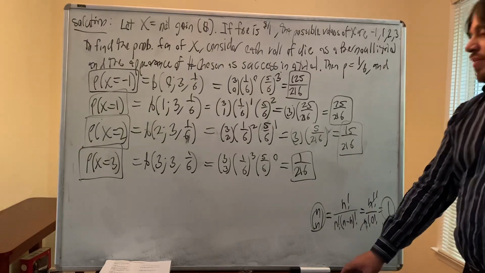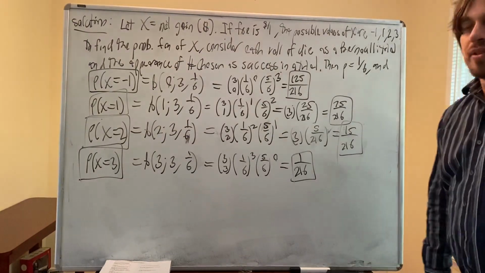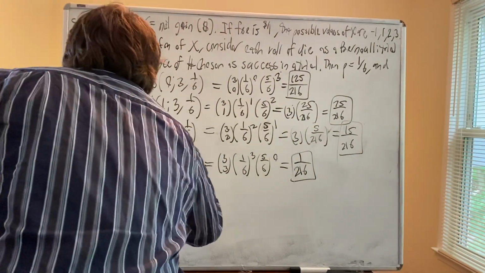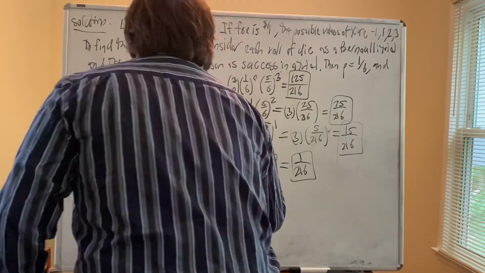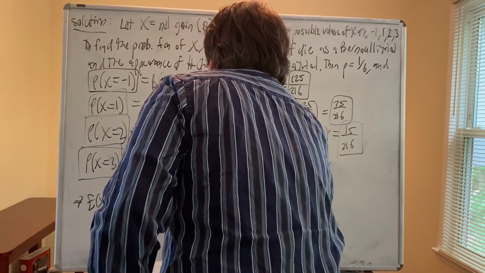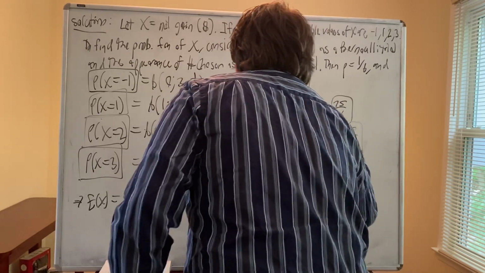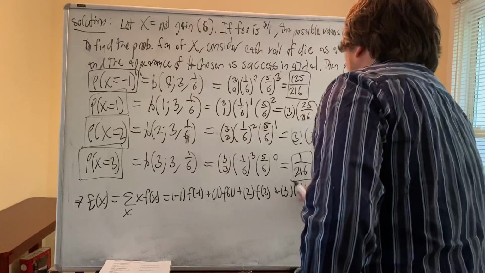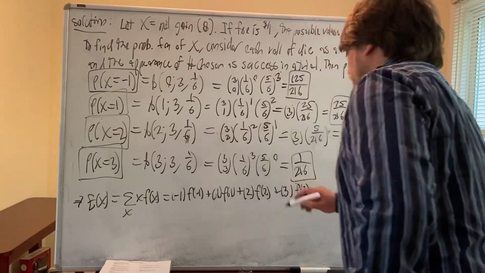Okay, so now we have the probability that X takes on each of all possible values. And so that implies that the expected value of X, which is the sum over all possible values of x times f of x, is equal to -1 times f of -1 plus 1 times f of 1 plus 2 times f of 2 plus 3 times f of 3. And so that's the product of x times f of x over all possible values of x.